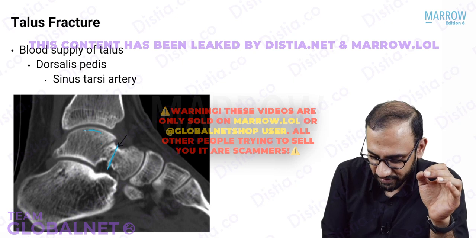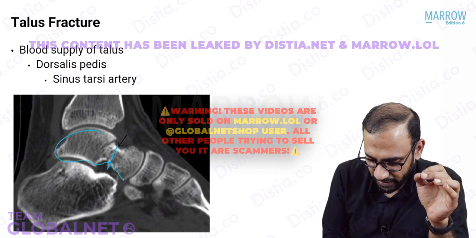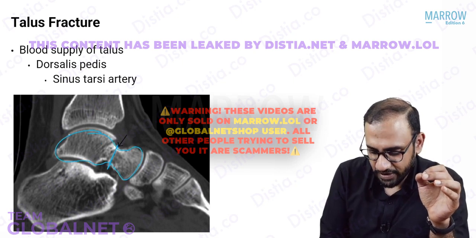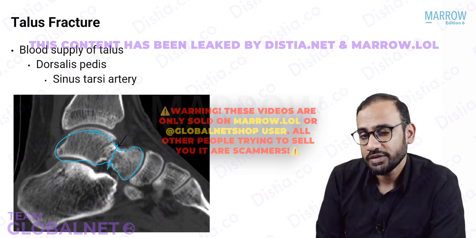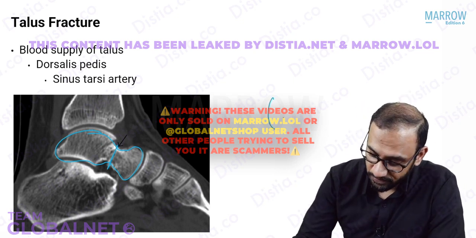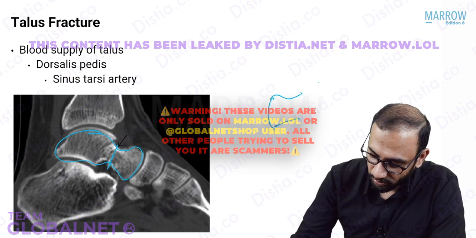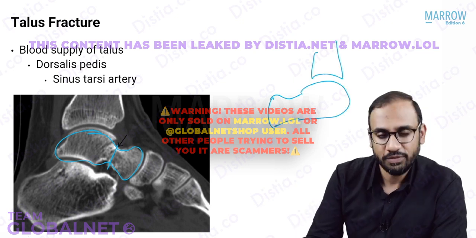So this is a CT scan image showing you the body of the talus, neck of the talus, and the head of the talus. Now, the first thing you need to know is the blood supply of the talus. So let me draw this. Head, neck, body of the talus. This is tibia. What is the blood supply of the talus?